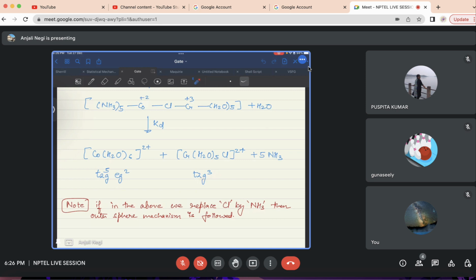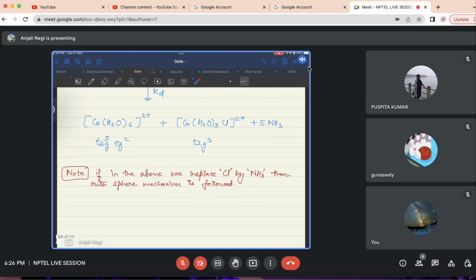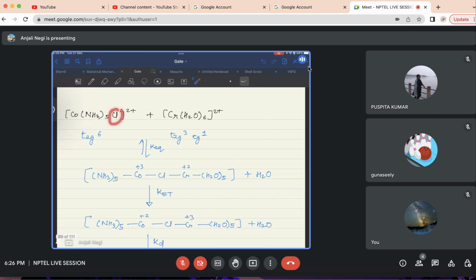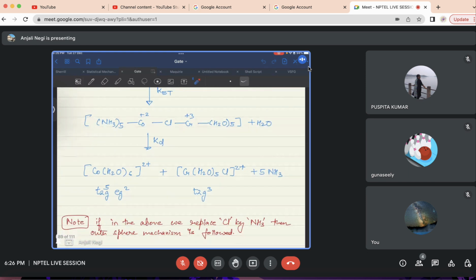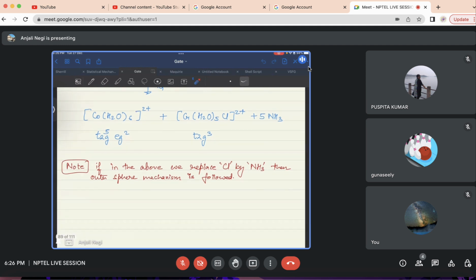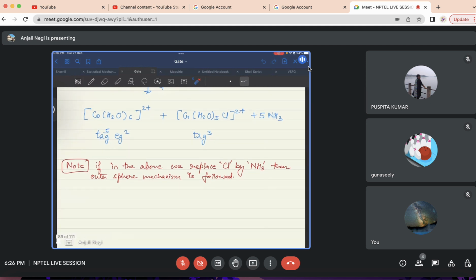Okay, so if in the above we replace Cl by ammonia, here it is very important, then it will follow the outer sphere mechanism. So what it is saying is that if we have ammonia here in place of chlorine, that is, no bridging ligand will be there, so this particular mechanism will be the outer sphere mechanism in the case where we have ammonia other than chlorine.